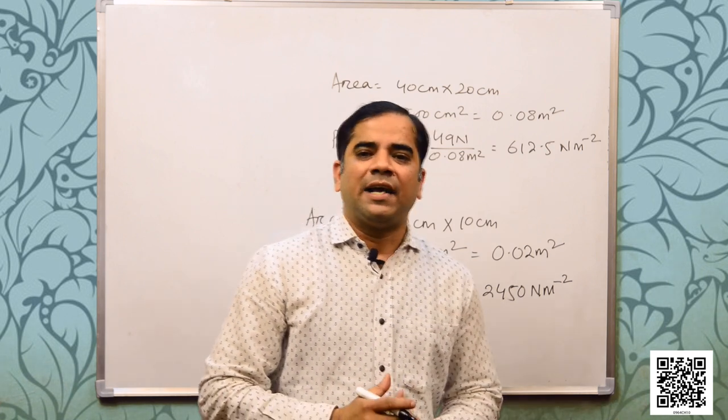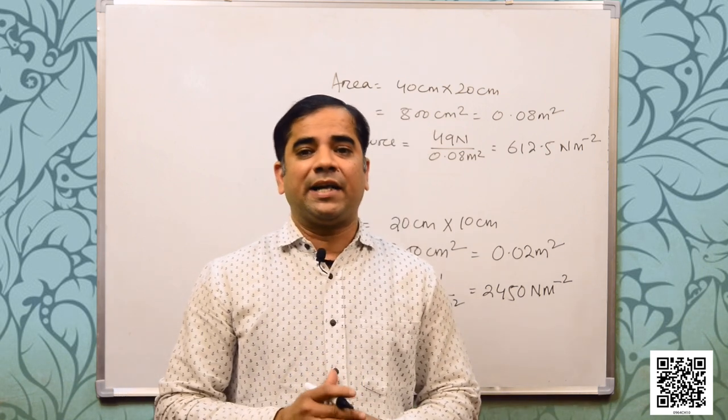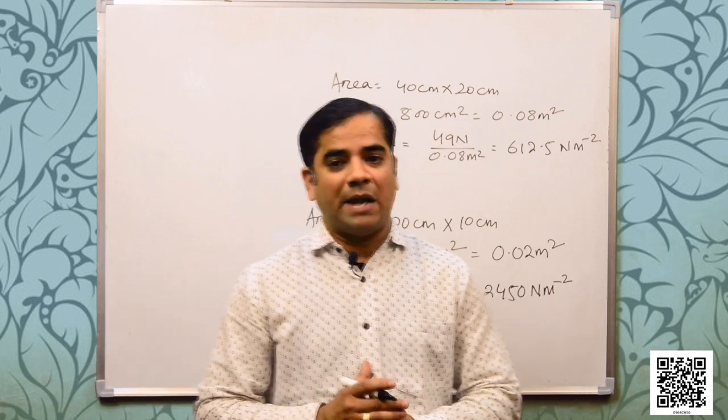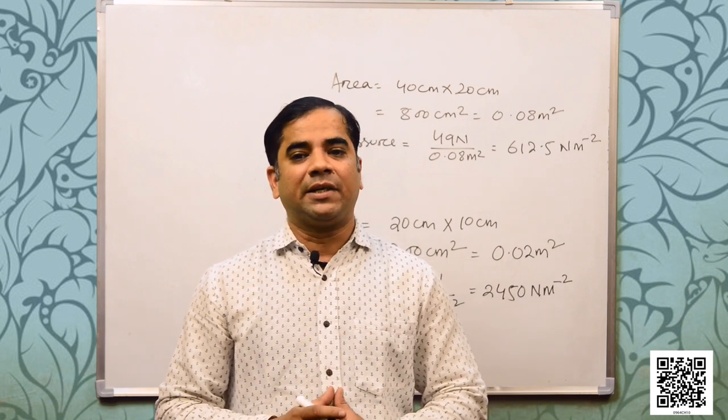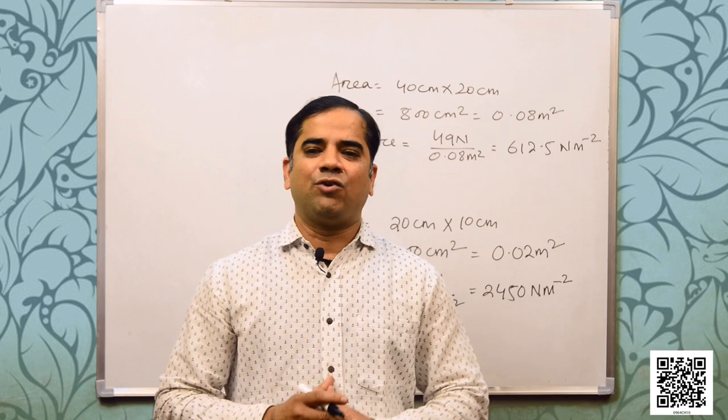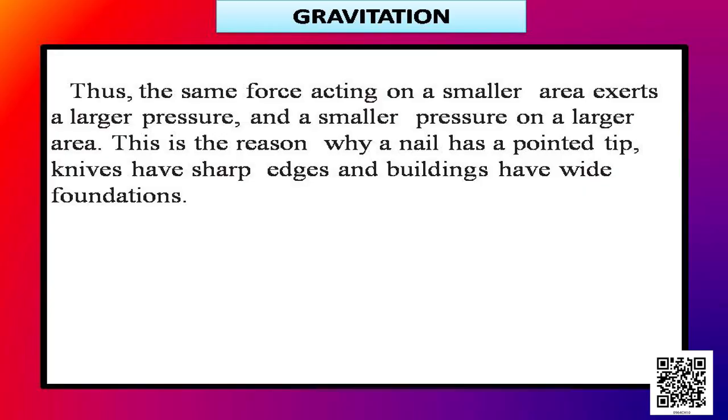So, the pressure exerted by the side 20 centimeter into 10 centimeter is 2450 Newton per meter square, and by the side 40 centimeter into 20 centimeter is 612.5 Newton per meter square. Thus, the same force acting on a smaller area exerts a larger pressure and a smaller pressure on a larger area. This is the reason why a nail has a pointed tip, knives have sharp edges, and buildings have wide foundations. Okay? Hope you understand this.